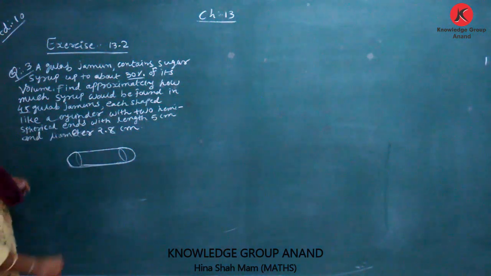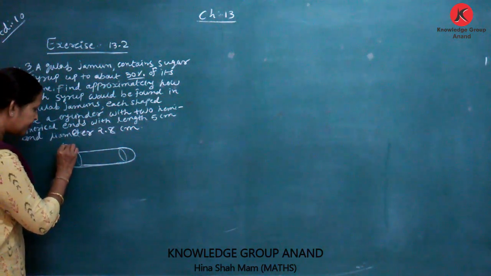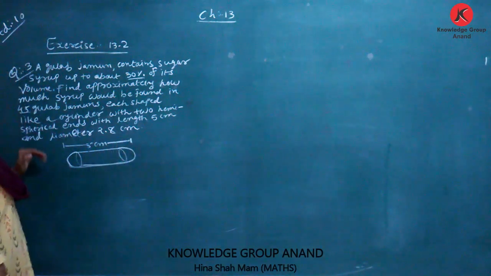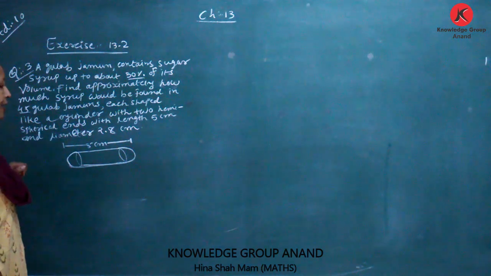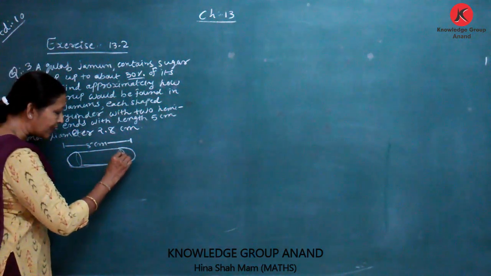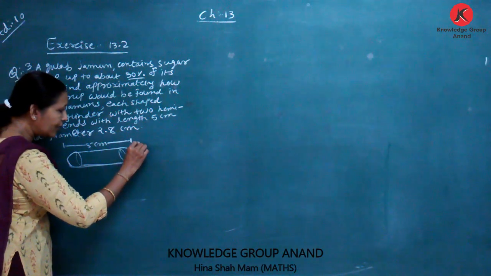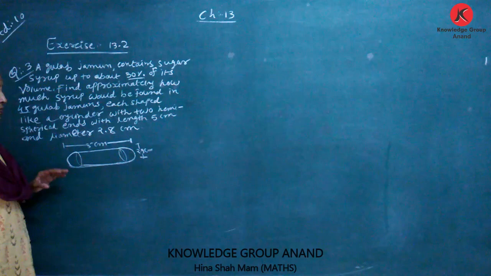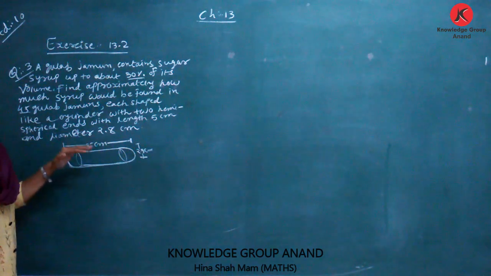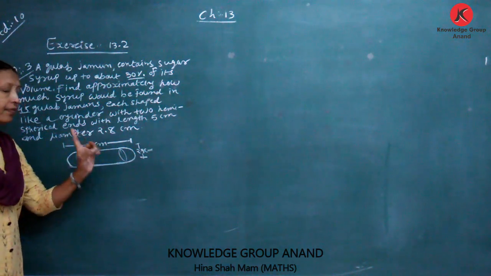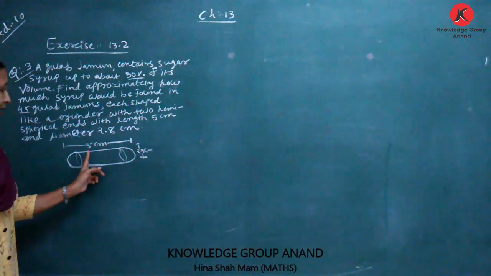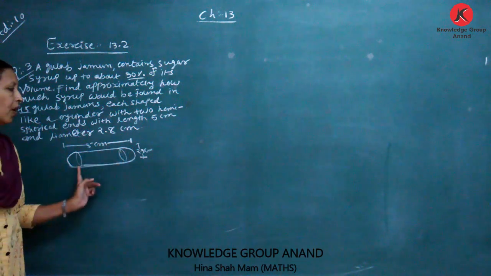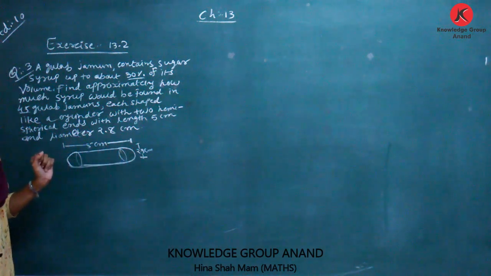With length 5 cm, total length 5 cm, and diameter 2.8 cm. Diameter is equal to 2.8 cm. Then we find the volume of 1 gulab jamun, which is equal to the volume of the cylinder plus the volume of two hemispheres.